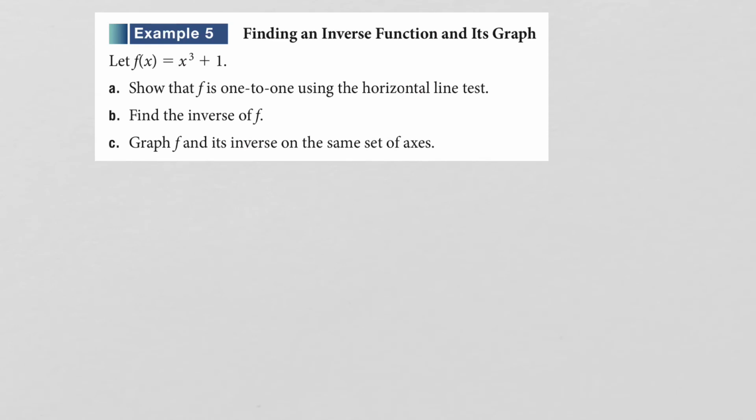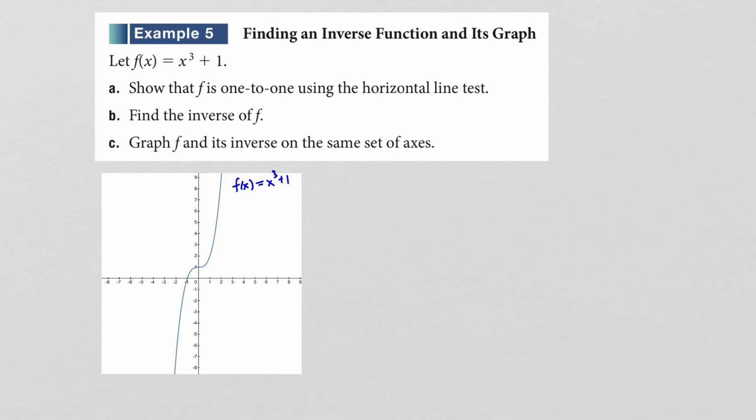For our next example, let's consider the function f of x equals x cubed plus 1. We want to show that f is one-to-one using the horizontal line test. So to do this, let's take a look at the graph of the function. So here's what the function looks like in a graph.